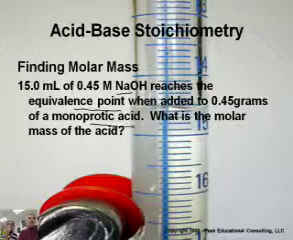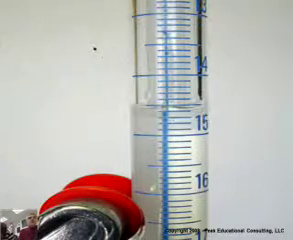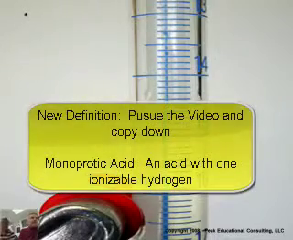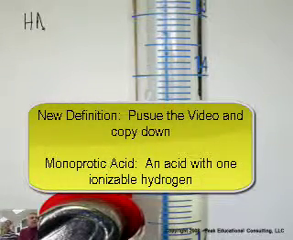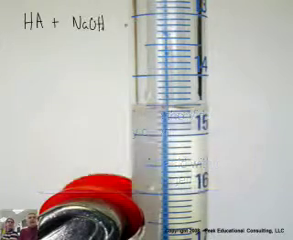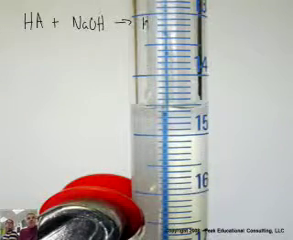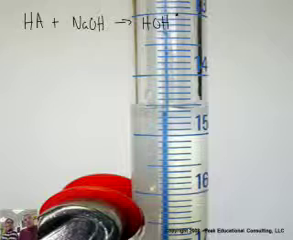When we have a monoprotic acid, it has the formula HA. We'll react that with NaOH. Now we need to write a balanced equation. See, that neutralization podcast played a role.